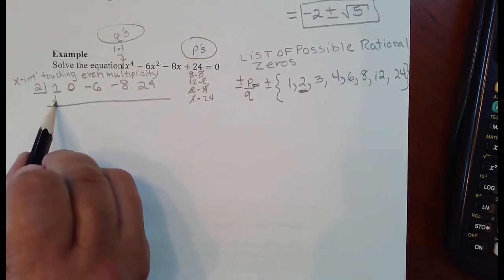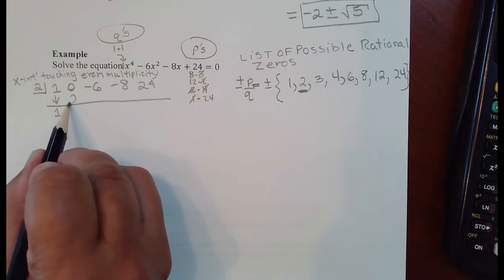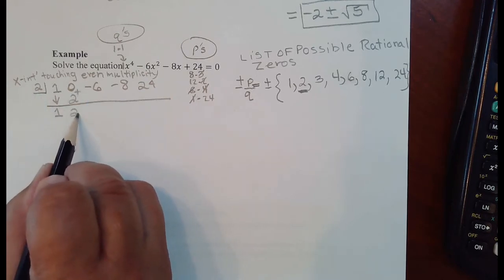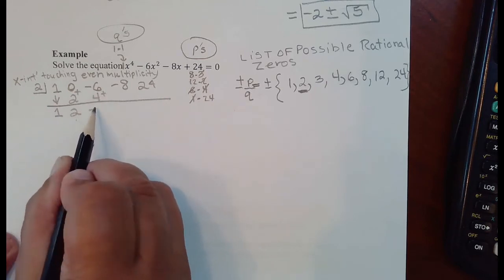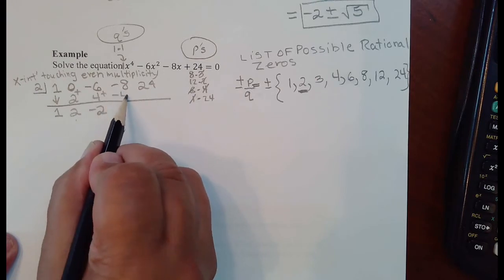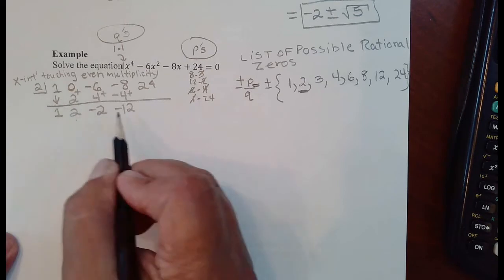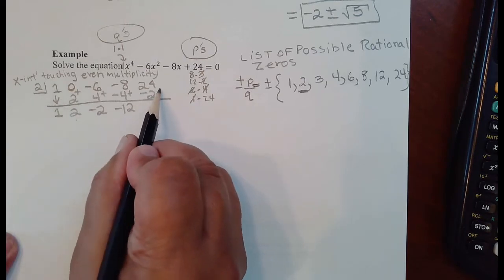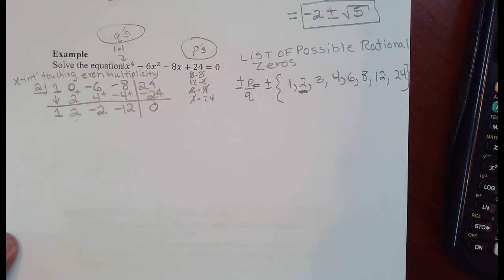Okay, drop down that first number to get the ball rolling and multiply. 2 times 1 is 2. Add these up, you get a 2. 2 times 2 is 4. Add these up, you get a negative 2. 2 times negative 2 is negative 4. Add these up, and you get a negative 12. 2 times negative 12 is negative 24. And we already knew that it was going to zero out because it's an x-intercept.